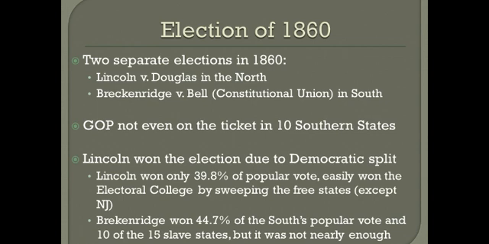He only won about 40% of the popular vote, but he easily won the Electoral College because he swept the free states. Okay, Breckinridge won most of the South's popular vote and 10 of the 15 slave states, but it was not even close to being enough electoral votes. So Lincoln takes the election.